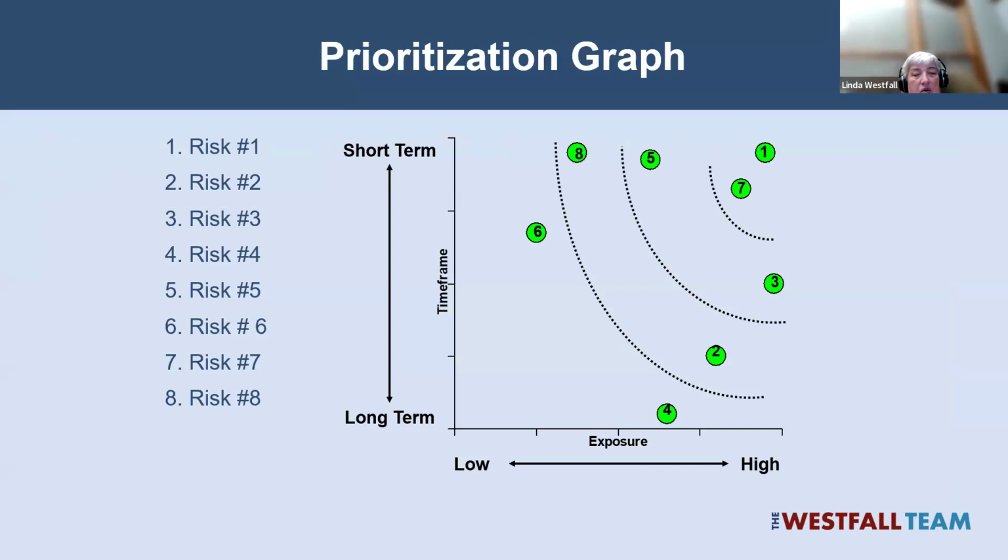Another way of doing this is, again, looking at that time frame against the risk exposure. So even though risk number 3 has a higher risk exposure, we're not going to attack it immediately because it has a longer time frame. So we're going to attack risks 1 and 7 in the current phase. We're leaving risks 3 and 5 till the next phase, risks 2 and 8 till the third phase, and so on, by looking at the risk exposure against the time frame.